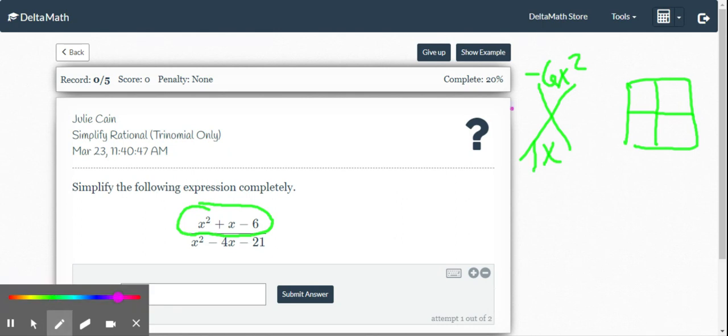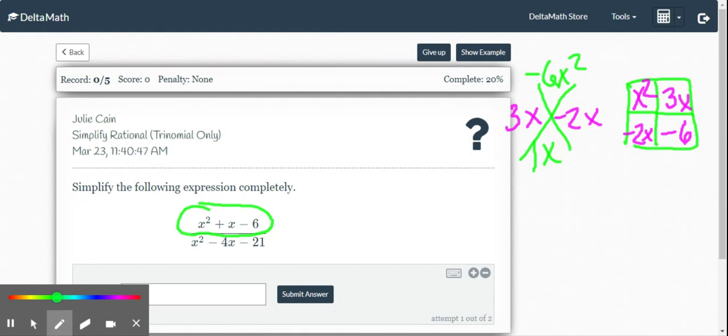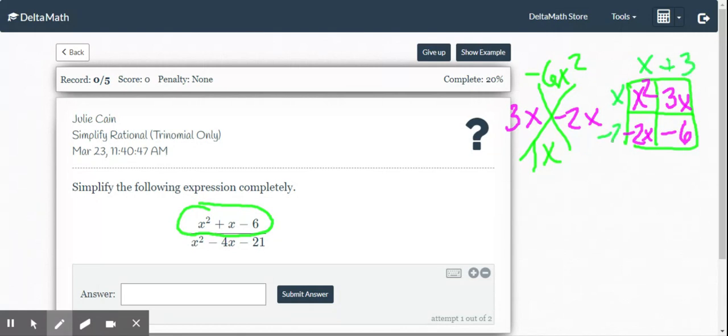Negative 6 would be a 3 and a 2, and we would need a minus 2 in order to make this 3 minus 2 makes 1. So then we can say, all right, well, we've got x squared and a negative 6 first and last terms, and we found 3x and negative 2x are going to be the middle terms that we just discovered. So then we'll factor x, and I'll have a plus 3 and a minus 2.